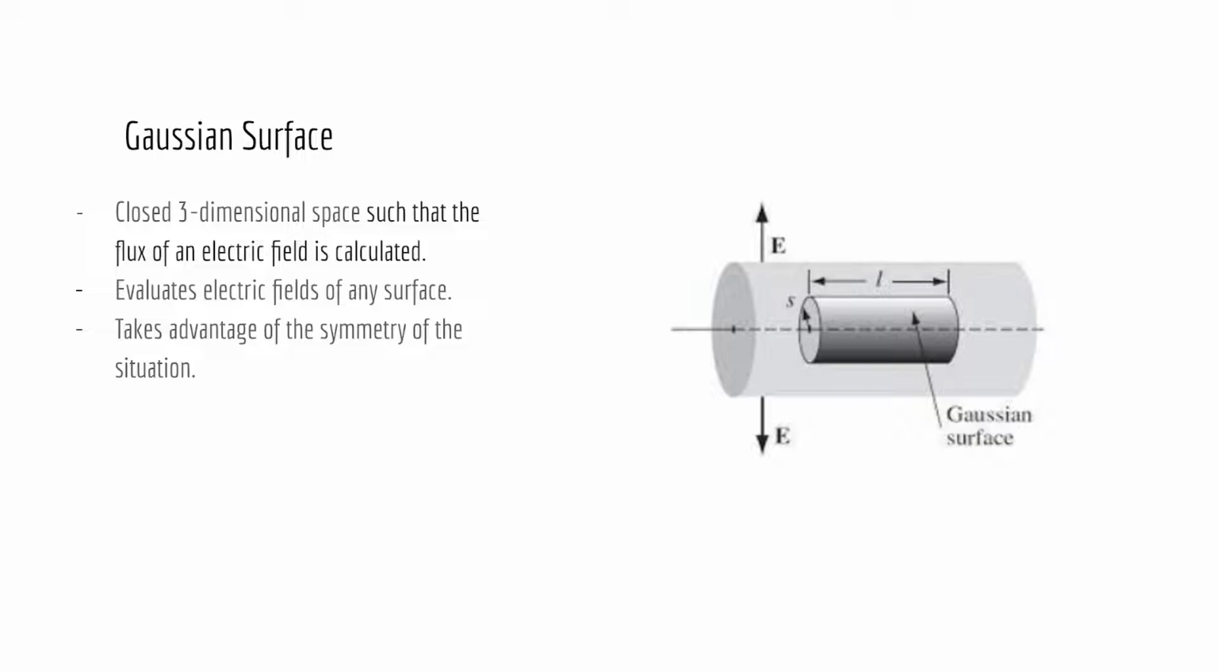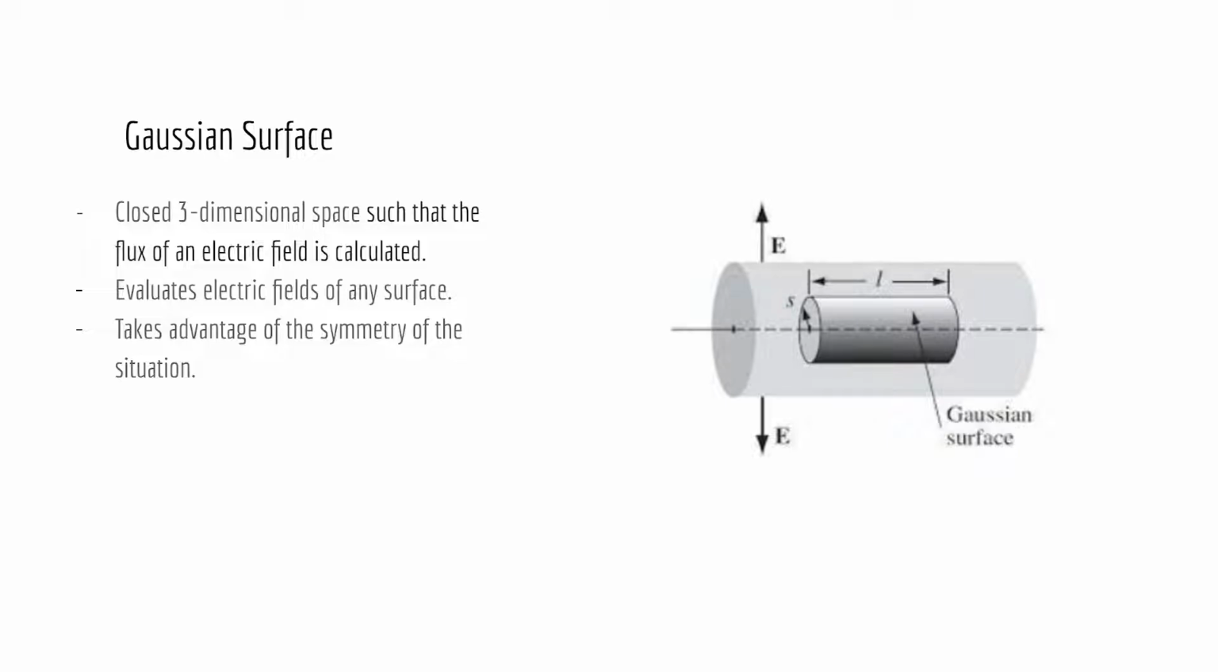Before we start solving the question at hand, we need to know what a Gaussian surface is. It is a closed three-dimensional space over which the flux of an electric field is calculated. A Gaussian surface is part of the power of Gauss's law in evaluating electric fields of any surfaces. It is also able to evaluate magnetic and gravitational fields. It is convenient to construct an imaginary surface to take advantage of the symmetry of the situation. If the symmetry shows that the electric field is constant, then calculating the electric flux can be done by multiplying the value of the field times the area of the Gaussian surface.